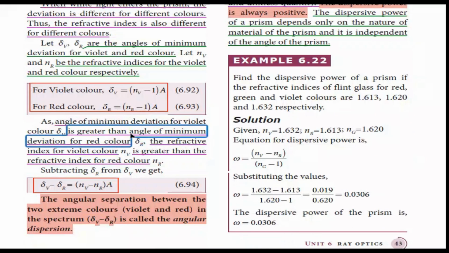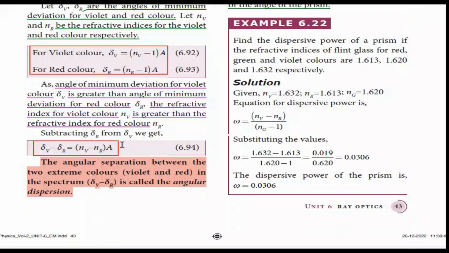Thus the angle of minimum deviation for violet color, delta V, is greater than the angle of minimum deviation for the red color, delta R. The refractive index for violet color nV is greater than the refractive index for red color nR. So subtracting delta R from delta V, we get delta V minus delta R equals (nV minus nR) times A. This angular separation between the two extreme colors, violet and red, in the spectrum, delta V minus delta R, is called the angular dispersion.